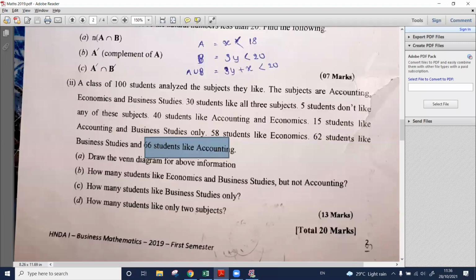How many students like economics and business studies but not accounting?